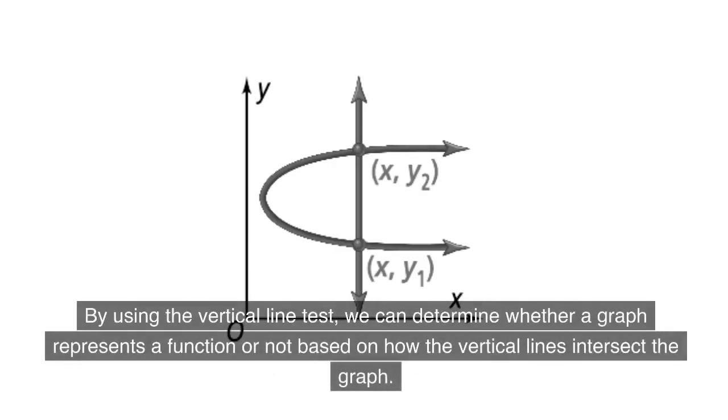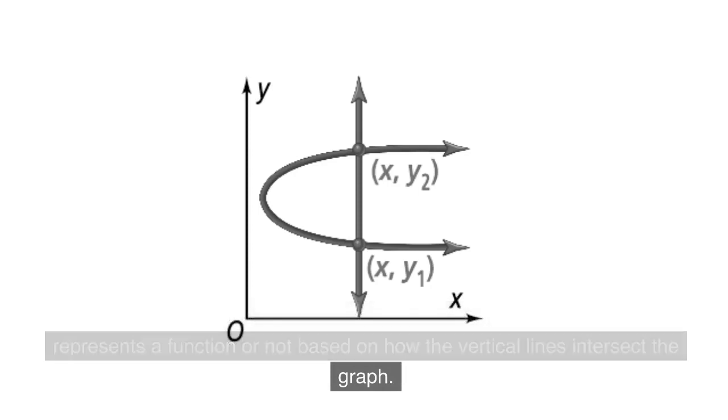By using the vertical line test, we can determine whether a graph represents a function or not based on how the vertical lines intersect the graph.